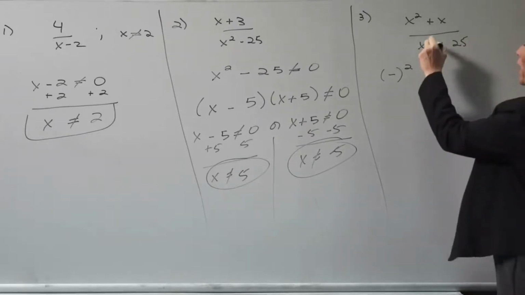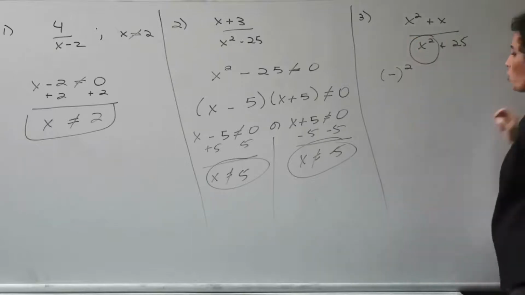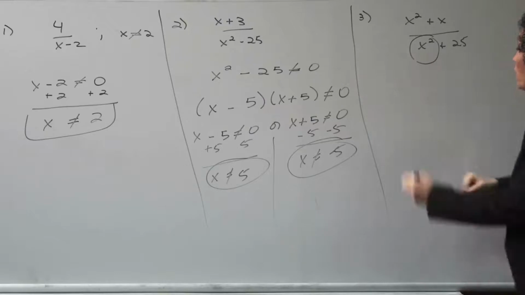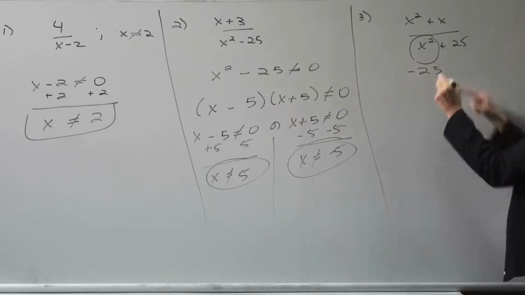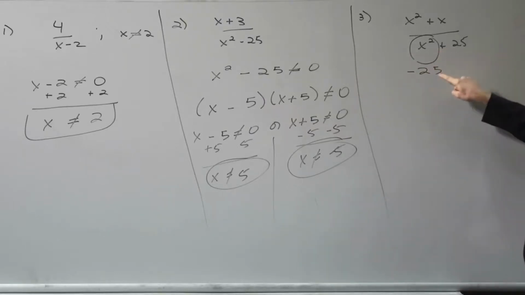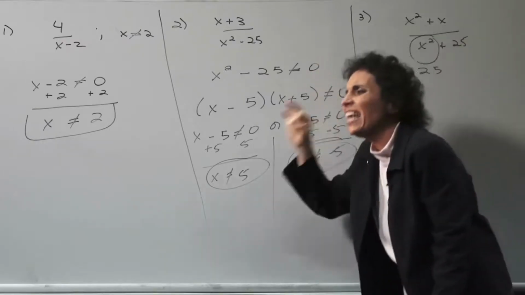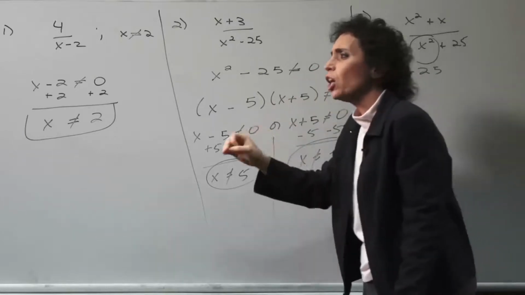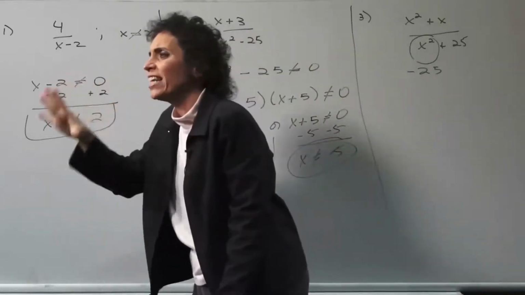The only way that I can make this true is if x squared equaled negative 25. Because if x squared equaled negative 25, then negative 25 plus 25 would be 0. Well, x squared can never be negative 25 because you're squaring a number. You can never square a number and get a negative back.